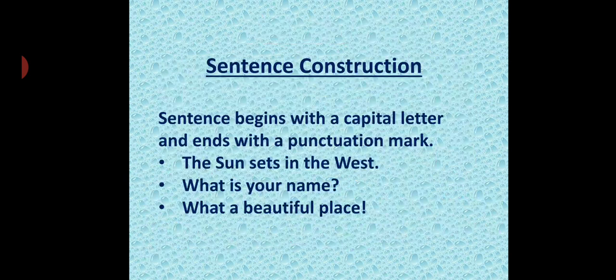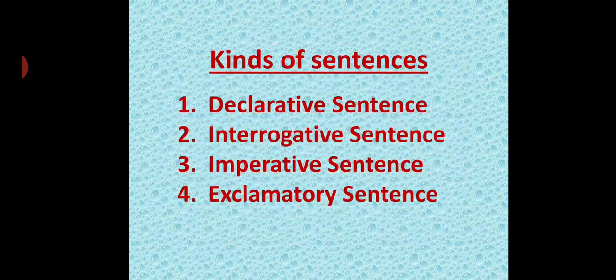Now I know you had guessed it right. We would move to our next topic, that is, kinds of sentences. Depending on the purpose of sentences, there are four kinds of sentences. The first is declarative sentence, second interrogative sentence, third imperative sentence, fourth exclamatory sentence, and in many places you might have seen the fifth type, that is optative sentence. Now we would see the details of these sentences.